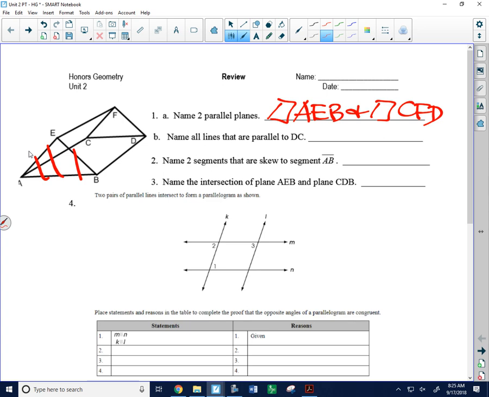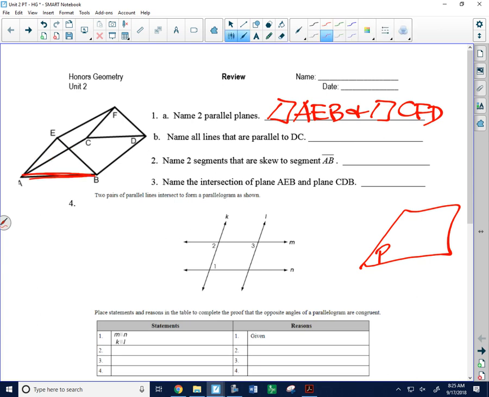Sometimes a plane will have a lowercase or capital letter, like plane P or something. These didn't have that, so you had to use 3 points to name it. Let's look at skew. Name 2 segments that are skew to AB.